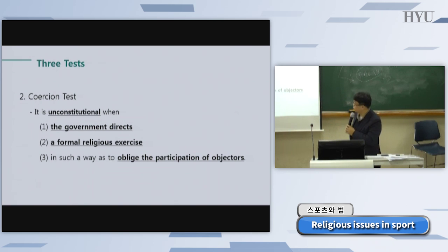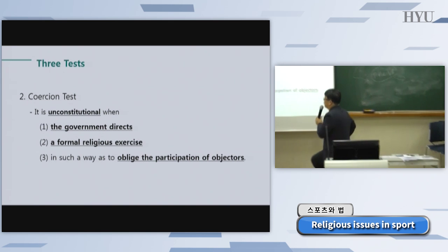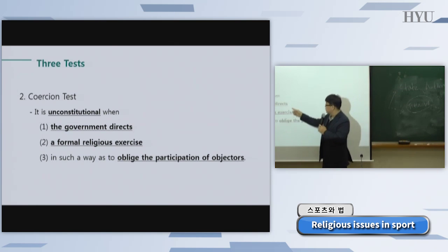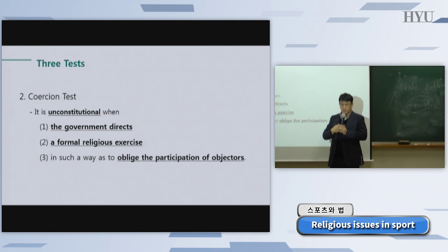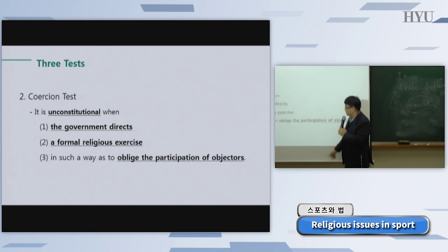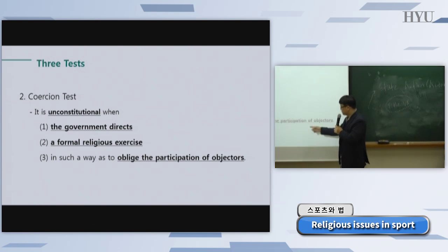Then the coercion test. It is unconstitutional when government directs. So once again, if teachers direct or initiate, that's the indication of the second test, the coercion test. If teachers, right, have more authority and power than students, that's a direct violation. And formal religious exercise, if teachers organize and direct formal religious exercise, it is more serious, in such a way as to oblige the participation of objectors.